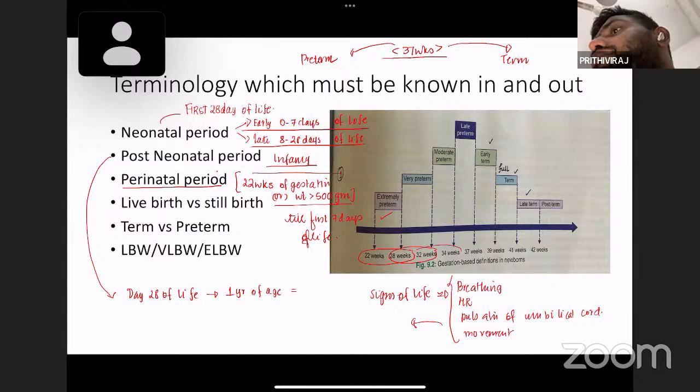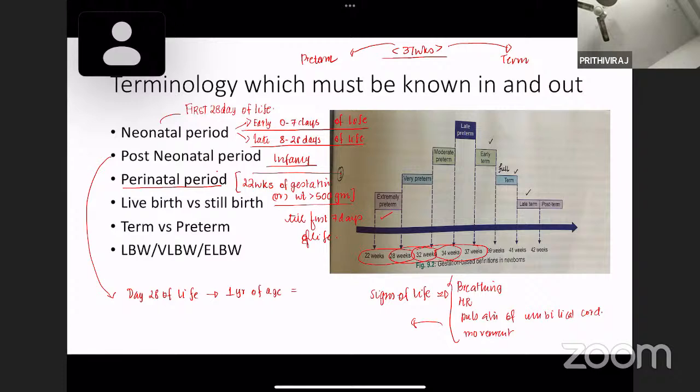So this timeline you should mug up because these are recent changes and it may be asked in your exam about preterm. When you are asked about preterm, you should classify it as extremely preterm, very preterm, moderate preterm, late preterm. In earlier days, we always included 37 weeks till 42 completed weeks, and as a whole this timeline was termed as term baby.